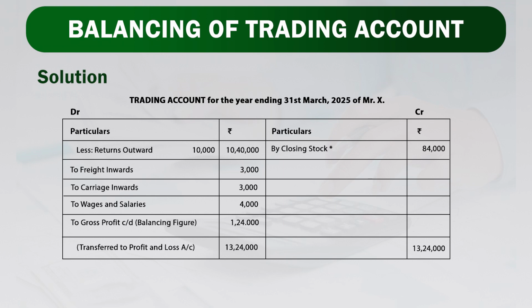Then finally, have a look that total of credit side is 13,24,000 and we are having difference at debit side of rupees 1,24,000. It means the total of credit side is greater than the total of debit side. Finally, 1,24,000 is our gross profit and that is to be transferred to profit and loss account.